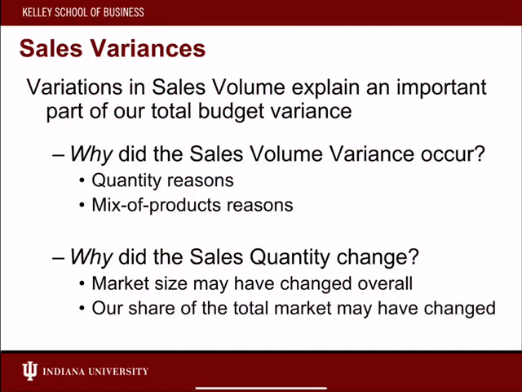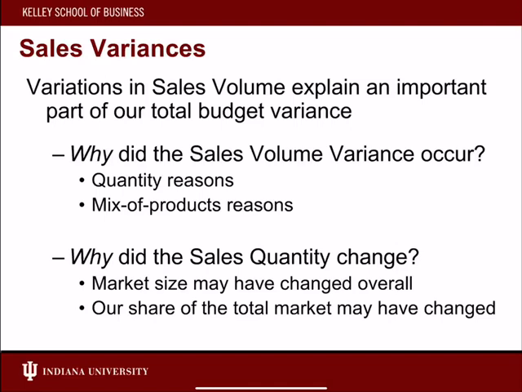So real quick, what are sales variances? Well, we're going to focus on the variation in sales volume and how that can be explained. And why could sales volume variances occur? There can be overall quantity reasons. So just overall, we sold more or less of our products than we anticipated. But there are also reasons due to a mix of products.